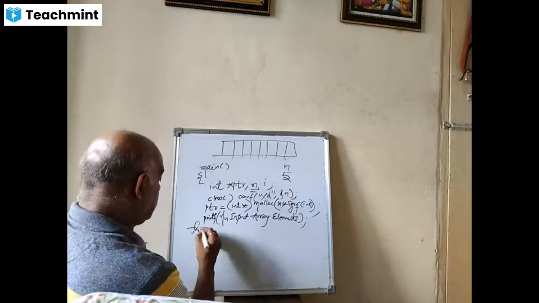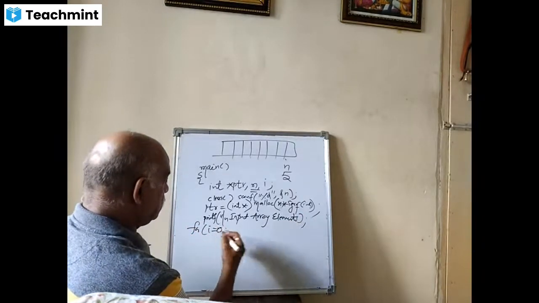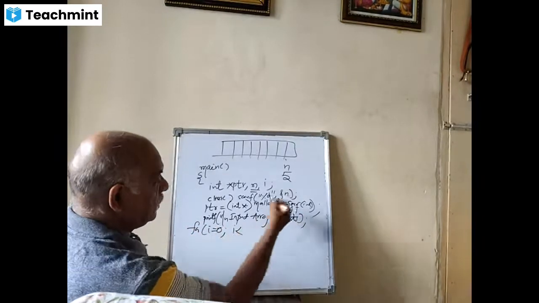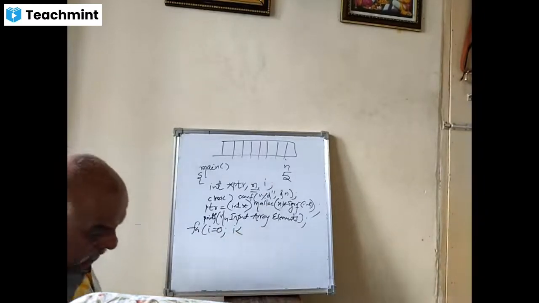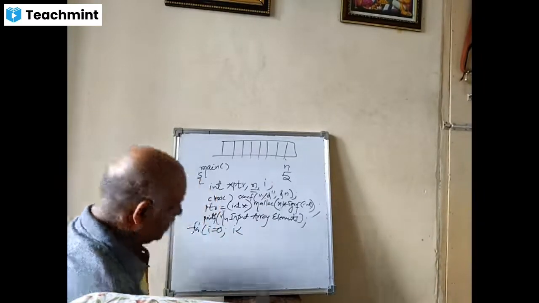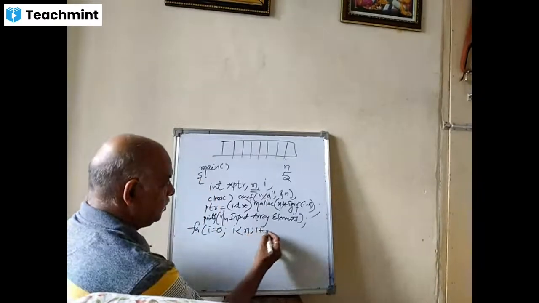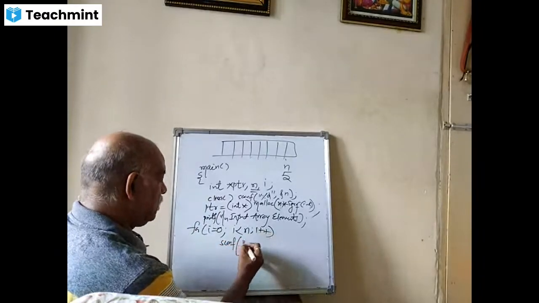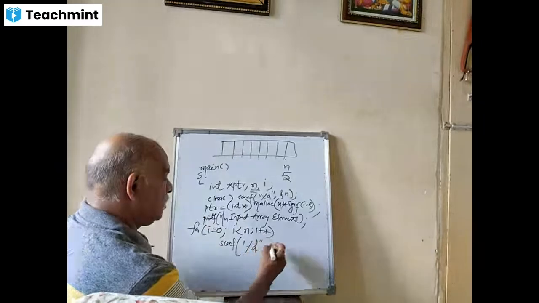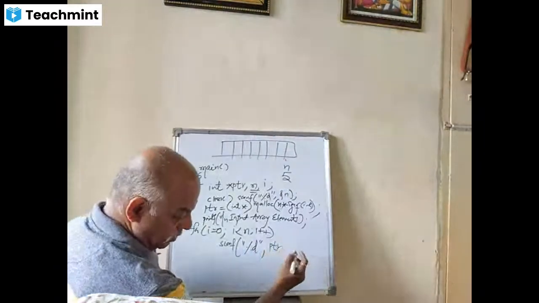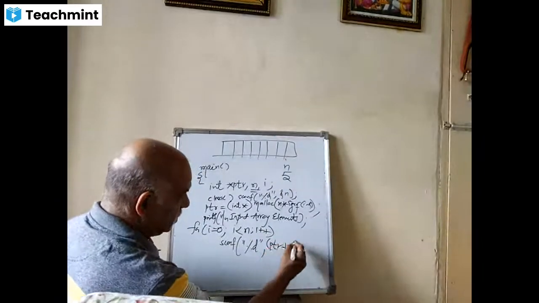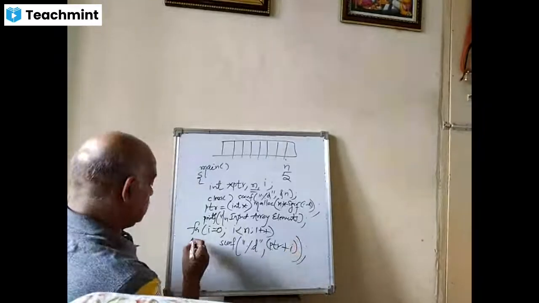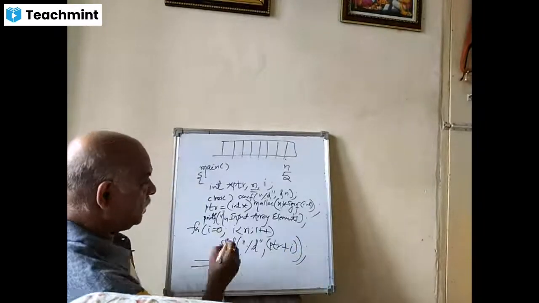Use the loop for i equal to 0, i less than n, i plus plus. Inside it, scanf with percentage d, ptr plus i. This is what we have studied now. So print model. How it works?